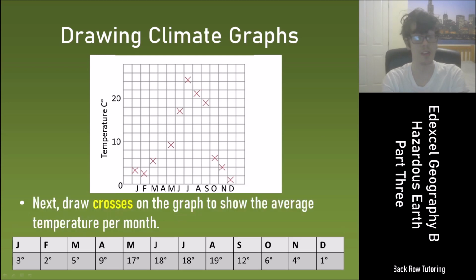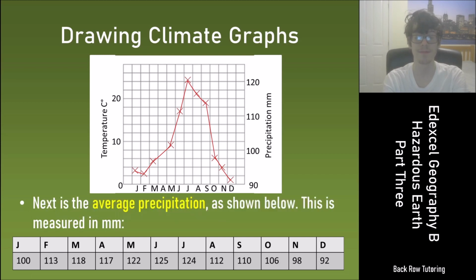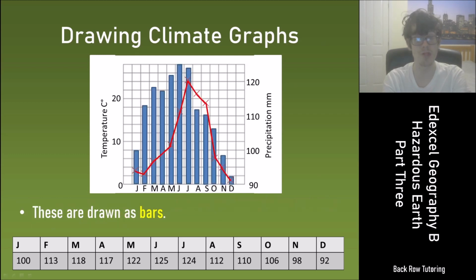Next, draw crosses on the graph to show the average temperature per month. Now we're going to connect the crosses with a line as shown. And once we've done this, we can now look at our average precipitation. Again, the first thing that we need to do is come up with a scale and label our axes. Now we can draw on our bars for precipitation.